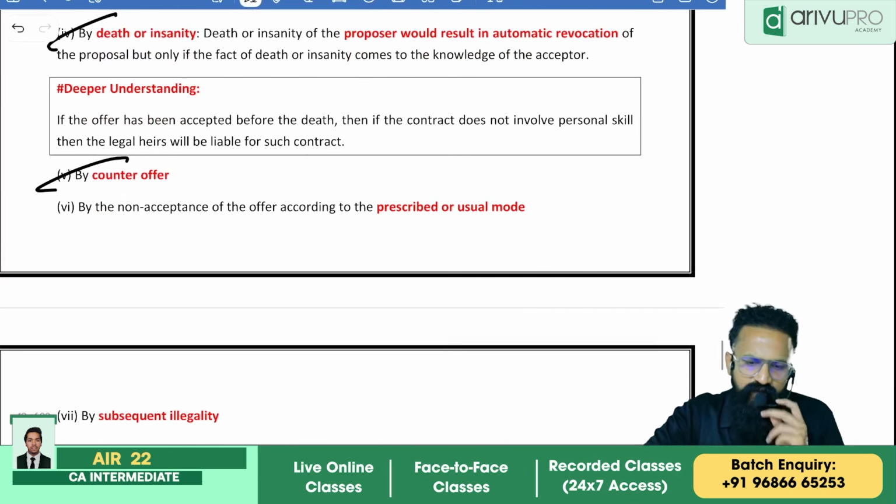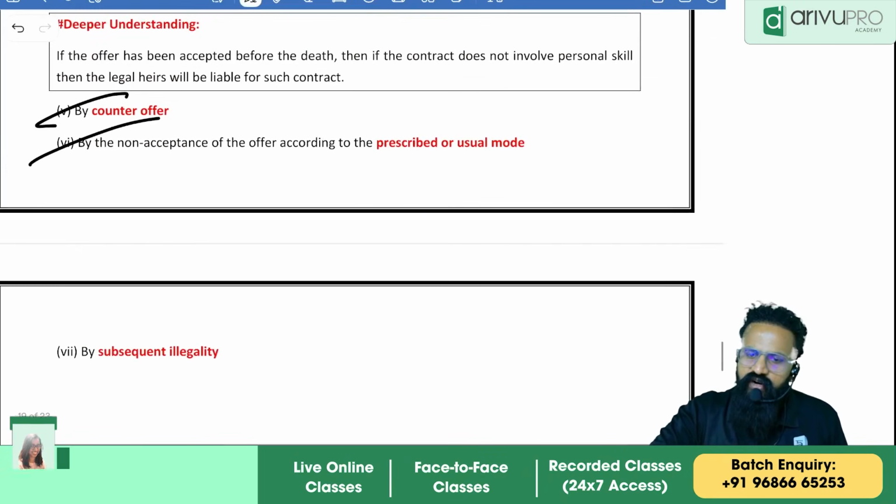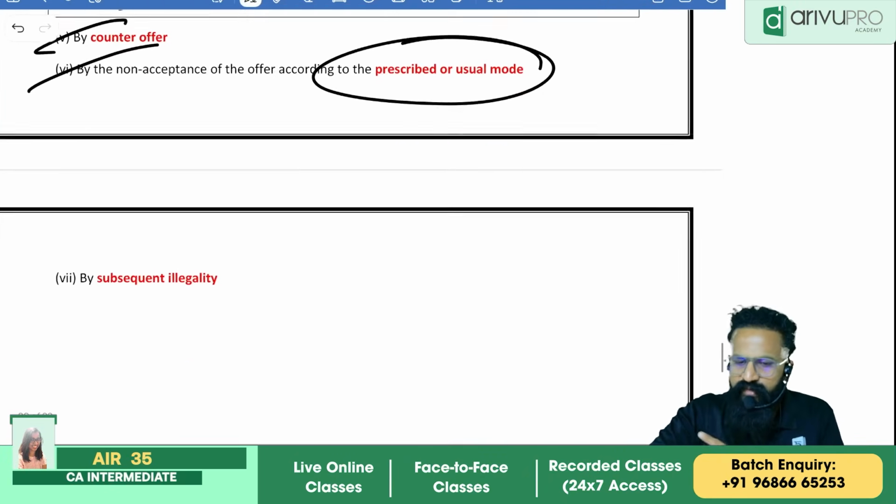Next one, counter offer we already saw. Then, by non-acceptance of the offer according to the prescribed or usual mode. For example, I sent you an email, you wrote on WhatsApp.